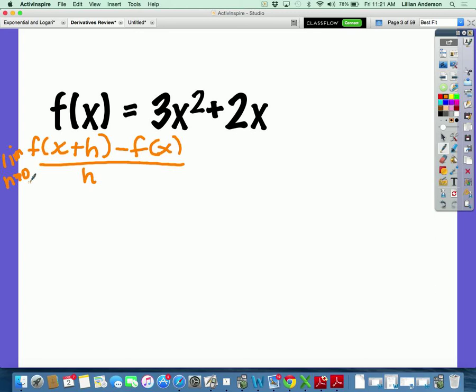Alright, so what does this mean? What does this first part mean? Okay, so basically we're going to plug in x plus h for every x that we see, just like what we do for regular functions, okay? F of 2 means we will plug in 2 for x. So instead we're just going to plug in an x plus h. So we have 3 times x plus h squared plus 2 times x plus h.